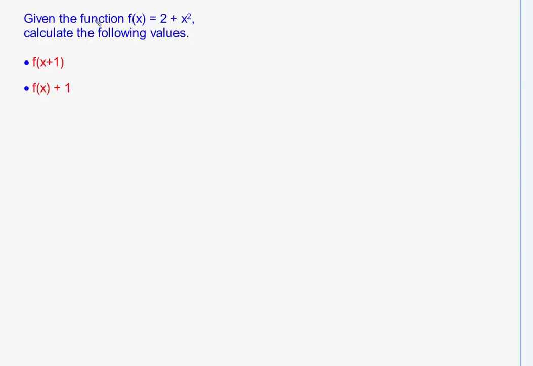In this problem, we're given the function f of x equals 2 plus x squared, and we are to do two different problems. We are to evaluate f of the quantity x plus 1, and we are to evaluate the function f of x plus 1.